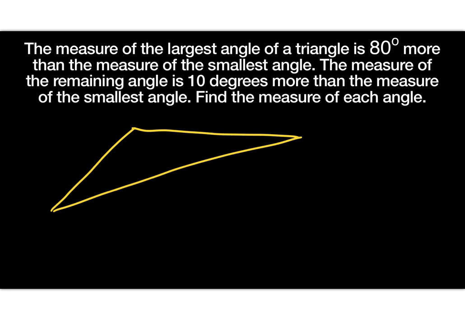So if I say this far right angle is x, because I don't know how much it is, and the larger angle is x plus 80, how do I know that? Well, it says it's 80 degrees more than. So if that one's smallest, then that one's 80 degrees more than. And then find the measure of the remaining angle, which is 10 degrees more than the measure of the smallest angle: x plus 10. Wow, I've only got one variable.